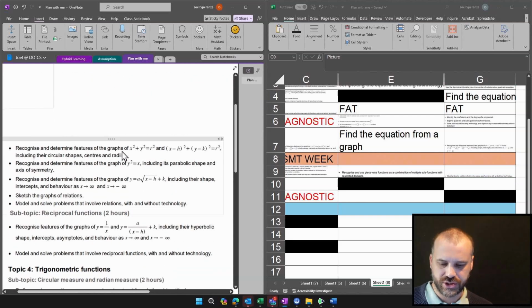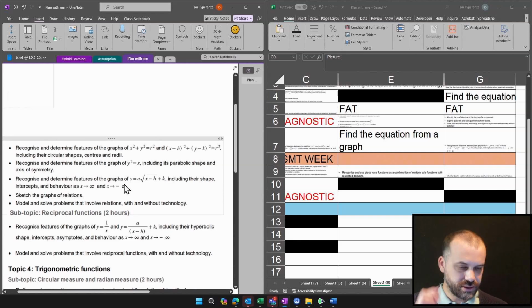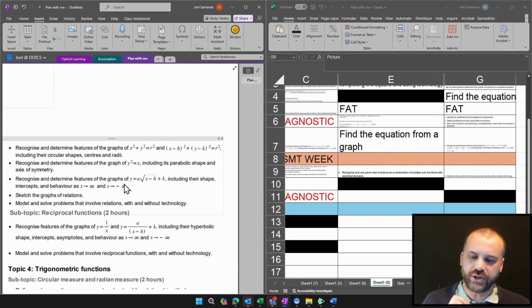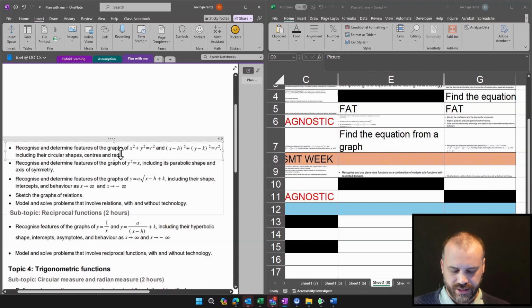Recognize and determine features of the graph of this and this. All right, so we're looking at circles, and then we've got y squared equals x, and then we've got this one here. It's tempting here to see three lessons. It's tempting to see a whole 70-minute lesson on circles and sketching, and then y squared equals x. Oh, no, this has got to be a single lesson.